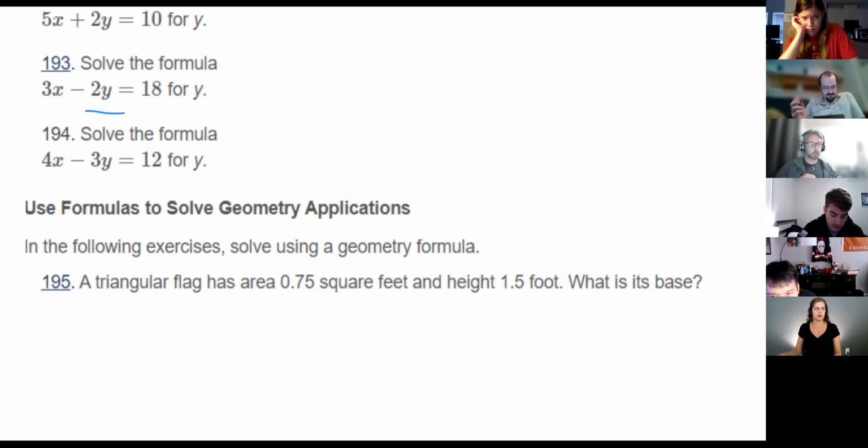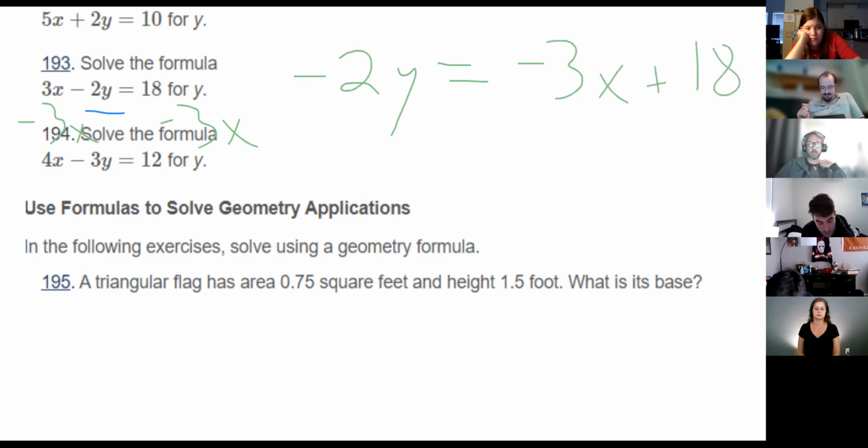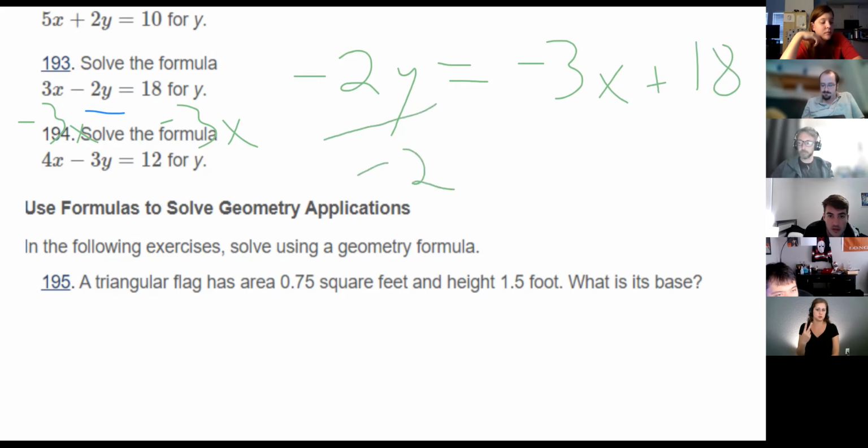So you take the 18? Move the 3x over to the 18. Yeah, I just did minus 3x on both sides. Okay, so I'm hearing a bunch of minus 3x. If we do that, that leaves me with what? I believe negative 2y equals negative 3x plus 18. And then you divide both sides by negative 2 to get rid of the negative 2y. So I'm dividing that by minus 2. I'm dividing that by minus 2.